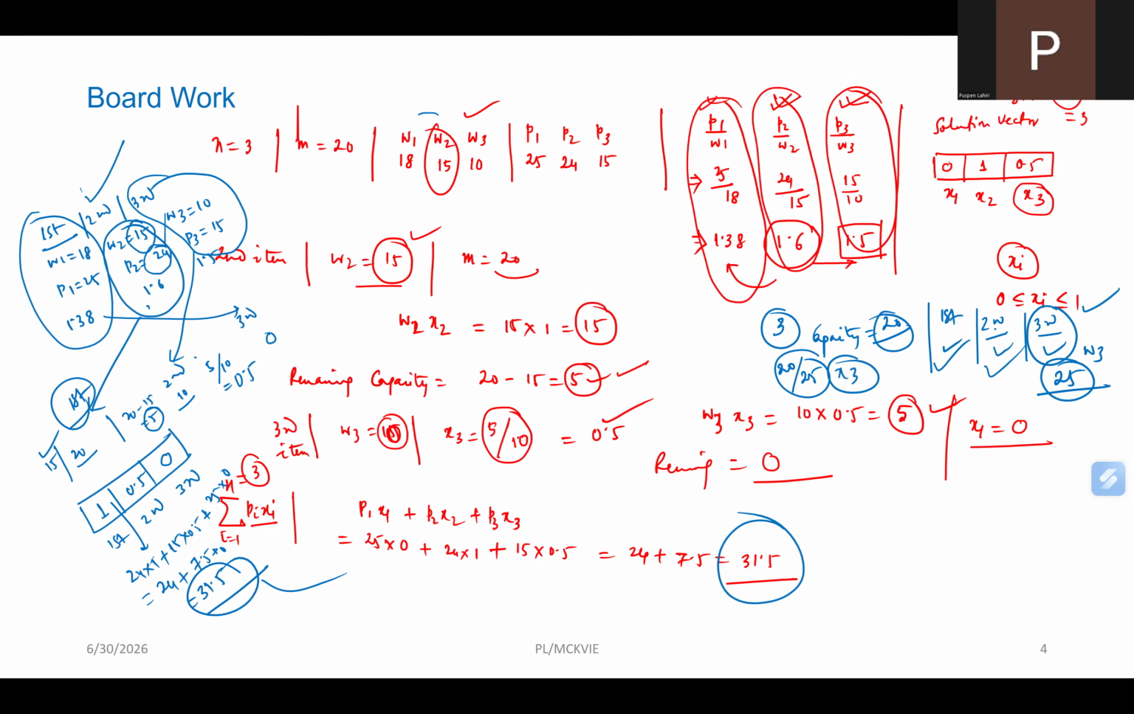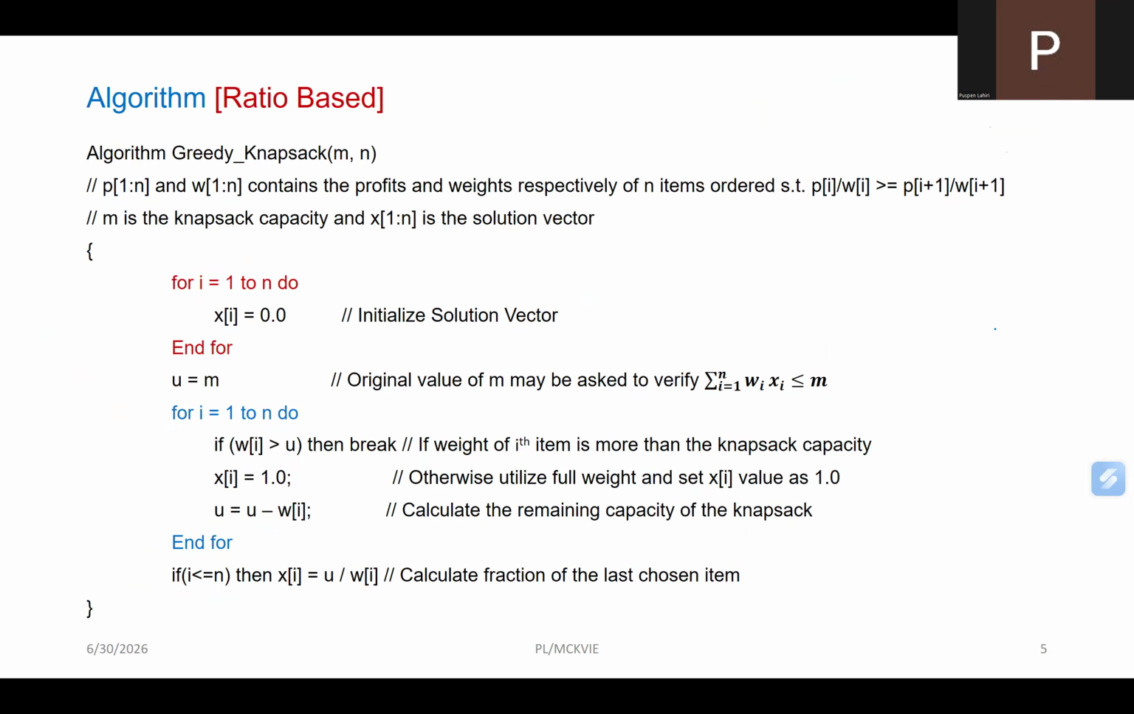Various combinations may arise here, but you have to design the algorithm in such a way that it can cover all possible combinations. So now let us move on to the algorithm. Here Greedy Knapsack is the name of the algorithm, and there are two parameters. M is the capacity of the knapsack and N is the number of items. P[1:N] is the profit array and W[1:N] is the weight array.